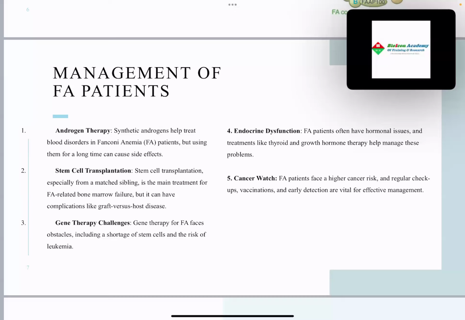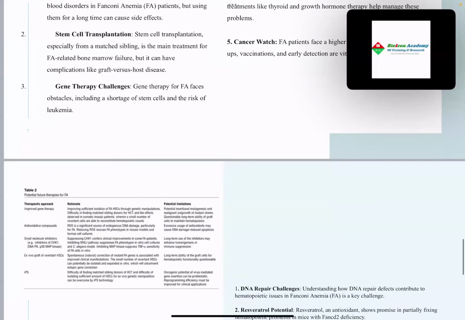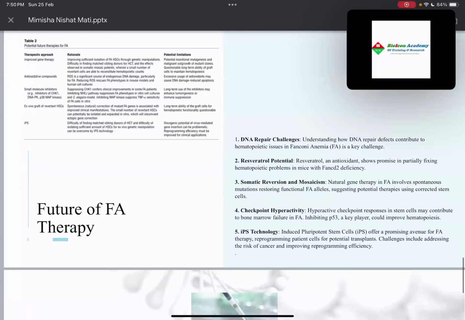Gene therapy challenges. Gene therapy for FA faces obstacles, including the short life of stem cells and the risk of leukemia. Endocrine dysfunction: FA patients often have hormonal issues, but treatments like thyroid and growth hormone therapy can help with these sorts of problems. Cancer watch: FA patients face a higher cancer risk, and regular checkups, vaccination, and early detection are vital for effective management. Future of FA therapy.